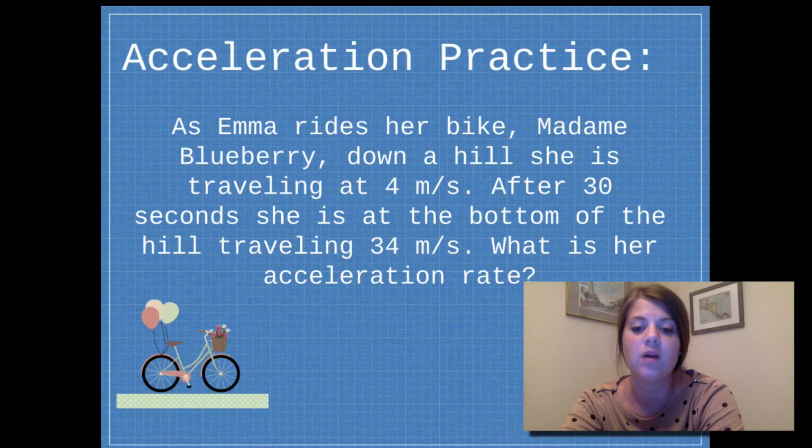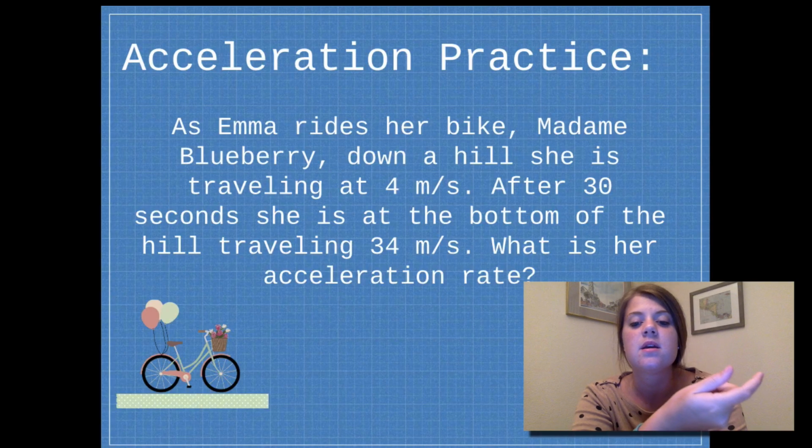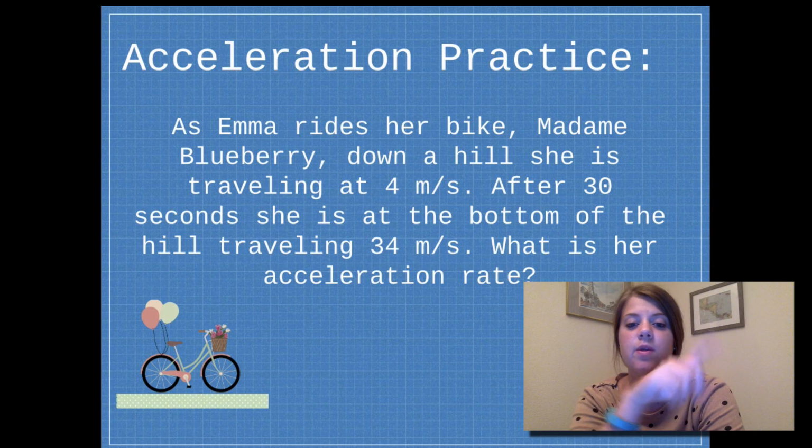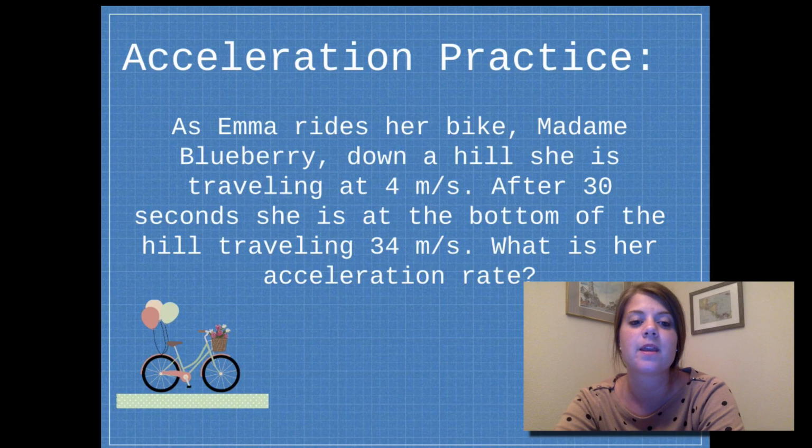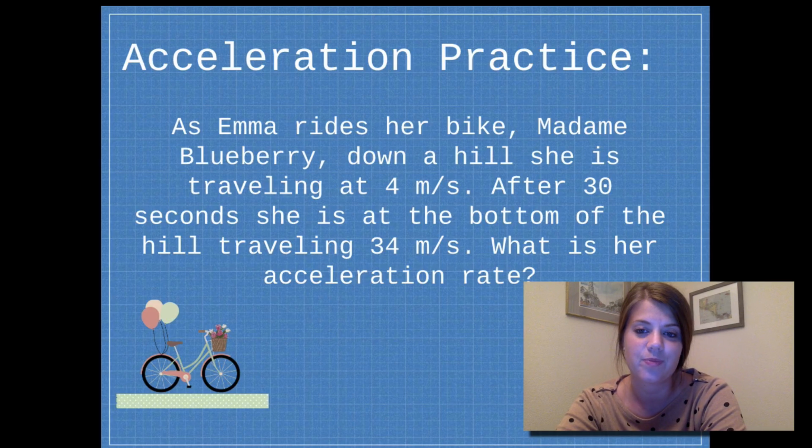Okay, well, let's do our final speed minus our initial, so 34 meters per second minus 4 meters per second. Okay, what does that give us? 30 meters per second divided by our time, so 30 seconds. So 30 meters per second divided by 30 seconds equals 1 meter per second squared. So if you got that, you got it.